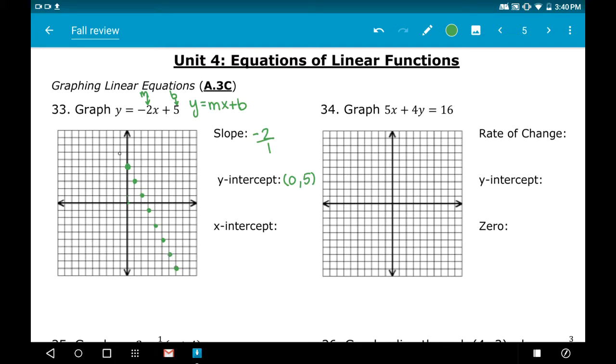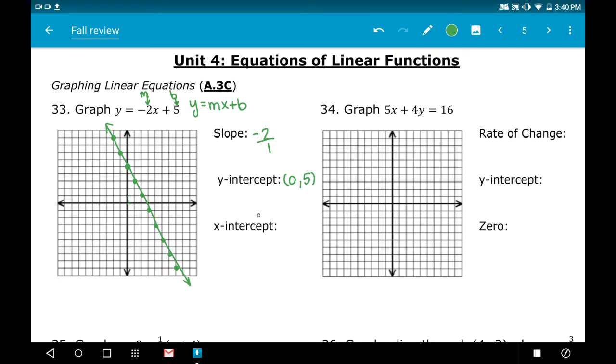Or I go up 2, left 1. So as long as one of them is negative, you get the right answer. And once you have that, just connect to your line. And we have graphed it.